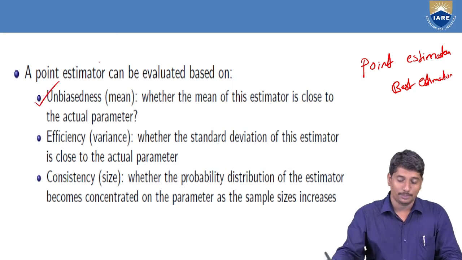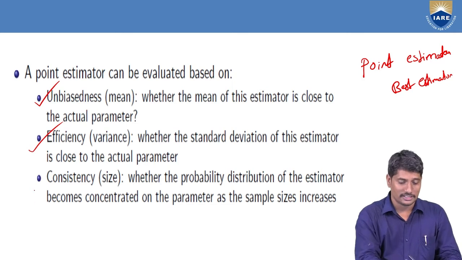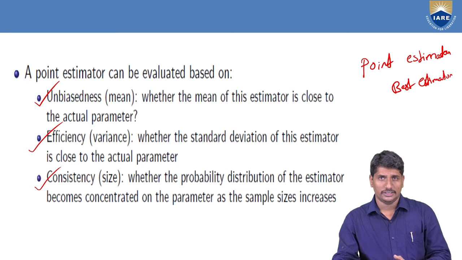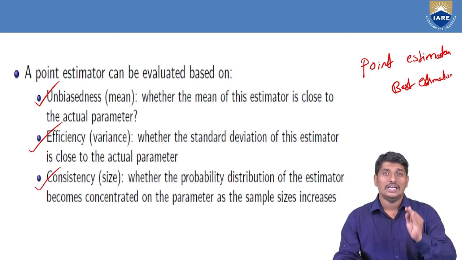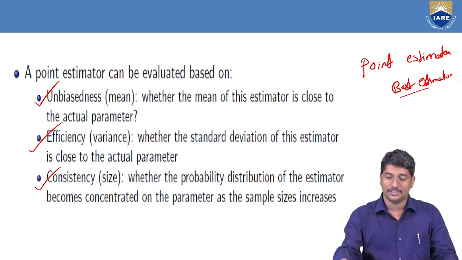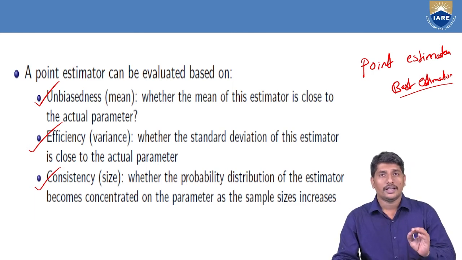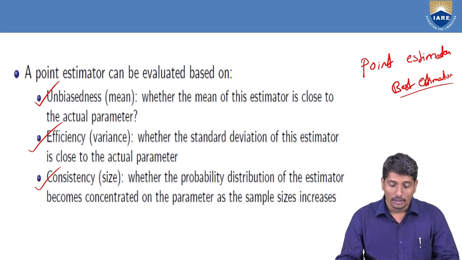First one, unbiasedness. Second one, efficiency. Third one, consistency. That means if the estimator is unbiased, if the estimator is efficient, if the estimator is consistent, then it will be called the best estimator for the population parameter. Now, what do you mean by an unbiased estimator? What do you mean by an efficient estimator? And what do you mean by a consistent estimator? That we are going to see now.